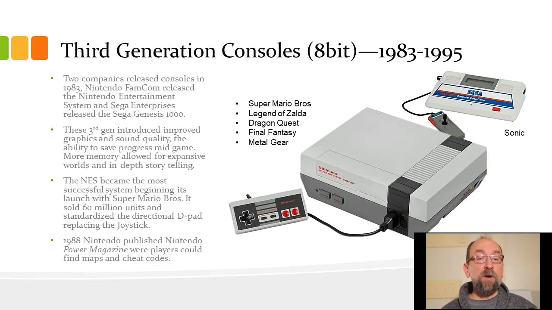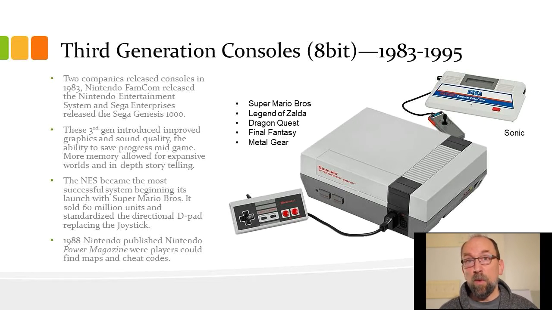And that takes us to the third generation consoles, 8-bit. If you think about it, 8 bits of information could be processed at one time. And so this was a big game changer. Graphics and sound became a lot better. The two companies that released big consoles with 8 bits were Nintendo, whose Famicom released the Nintendo Entertainment System, the NES, and Sega Enterprises, which released the Sega Genesis 1000. And these third gen consoles introduced improved graphics and sound quality, like I said.